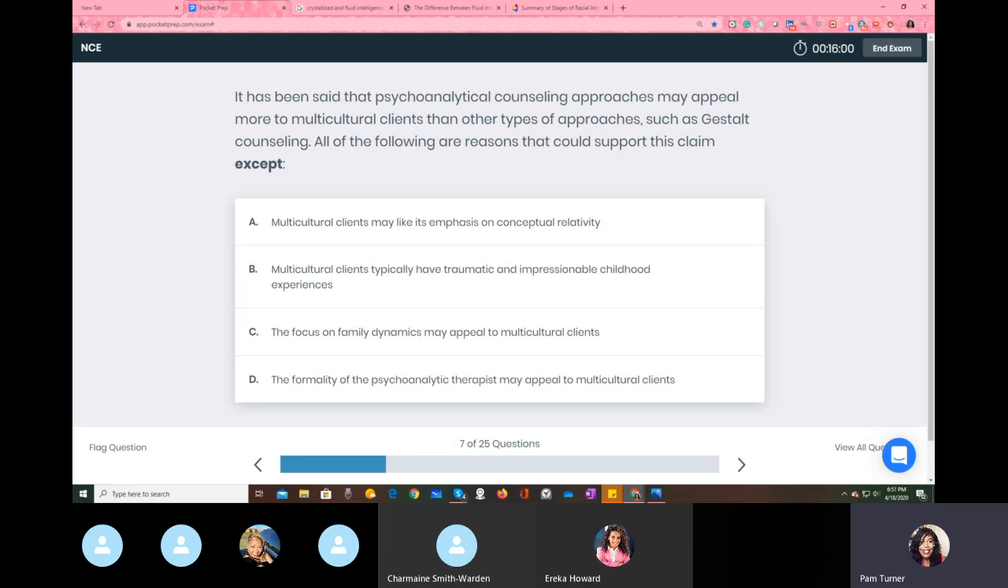So those are some things I'm looking at before I even look at the question. And then we're talking about the multicultural approach. So then I'm thinking people who are not the majority, the minority of people, my blacks, browns, Asians, things like that. So what about psychoanalytic theory would be more appealing to that group? Okay, so 3 of those are things that would be appealing. 1 is not.